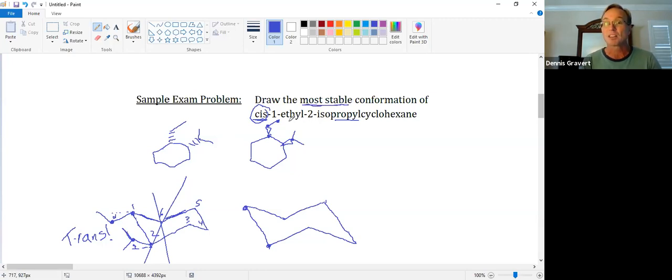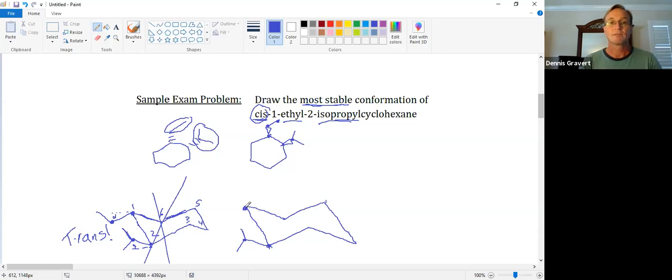Which is the smaller group, ethyl or isopropyl? Isopropyl has 3 carbons. Ethyl only has 2. So I need the biggest group equatorial. So isopropyl, you stay where you're at. I want the most stable structure. So on carbon 2, isopropyl, you hang out equatorial. You're the largest group. You get the most room on the equatorial bond.